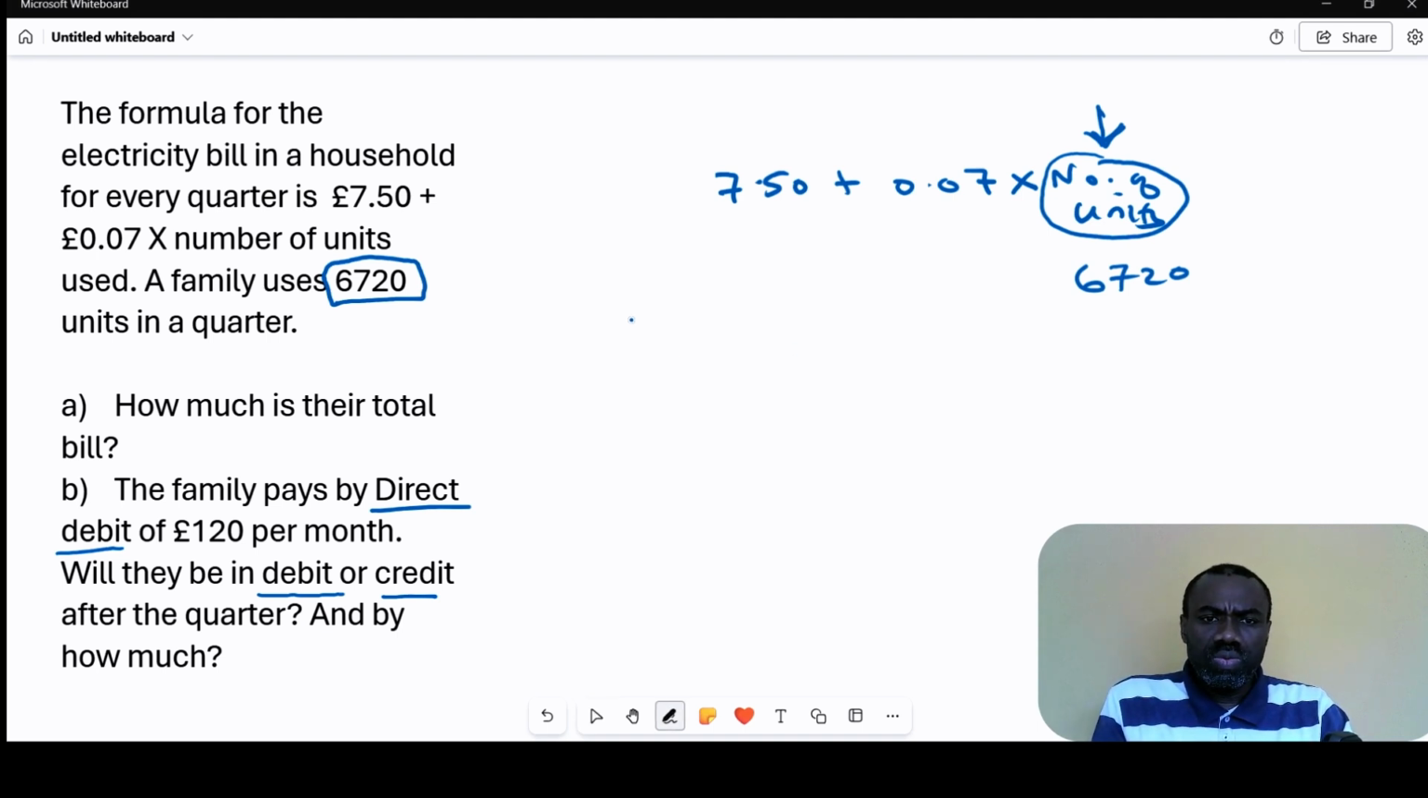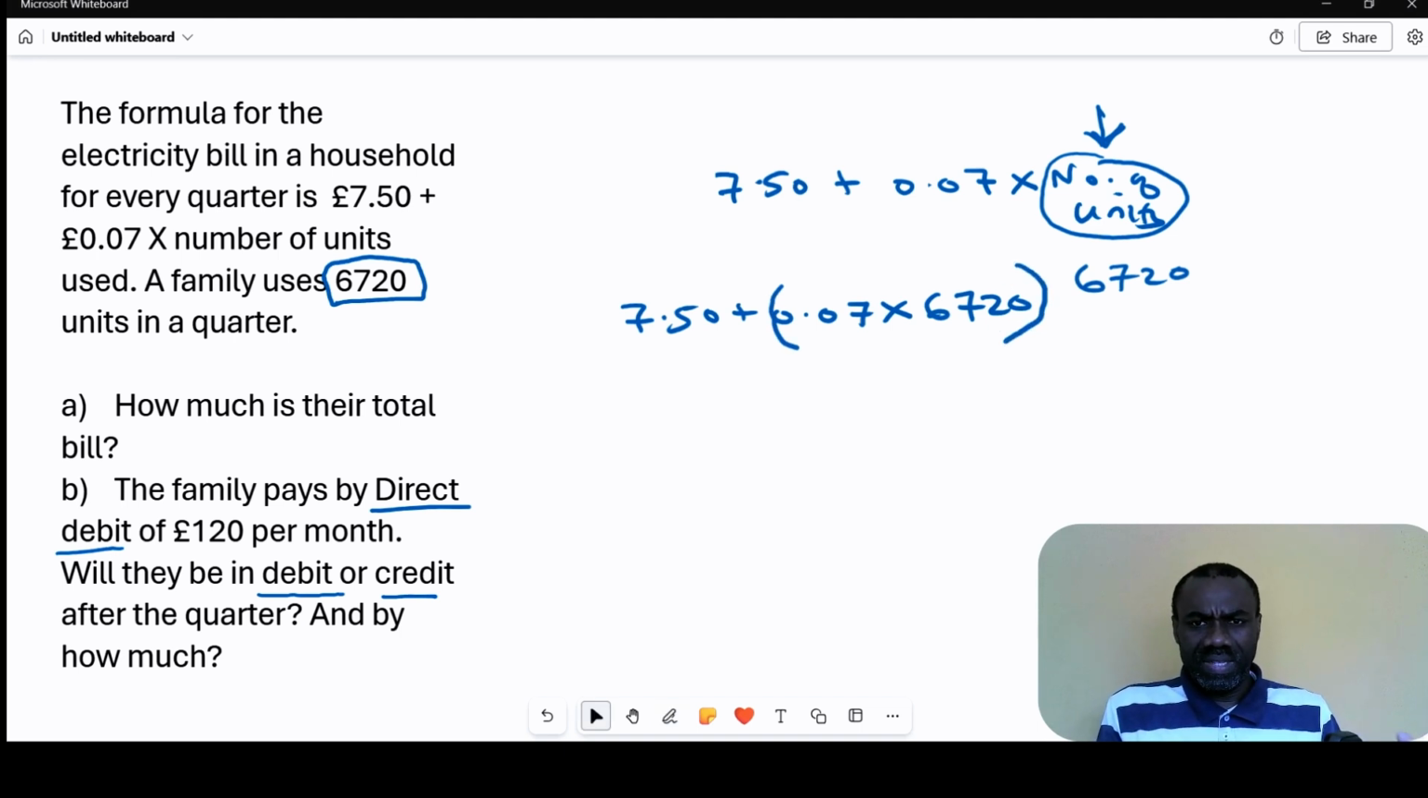Okay, so it's going to be £7.50 plus 0.07 times 6720. As I said earlier on in the lesson, we can always use a bracket to make sure that we are segmenting the parts of the expression correctly so that we don't confuse them. So what I need to do is to multiply this number by that. Those of you watching, use your calculators to find out what you get.